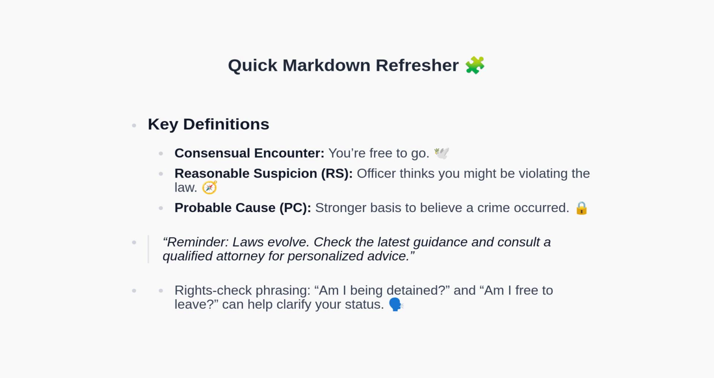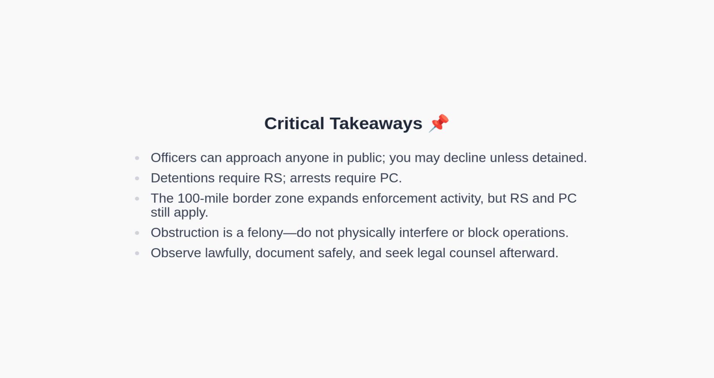These are the key takeaways. 1. Officers can approach anyone in public for questions. You may decline unless you are detained. 2. Detentions require reasonable suspicion. Arrests require probable cause. 3. The 100-mile border zone expands enforcement activity, but does not eliminate the RS and PC requirements.